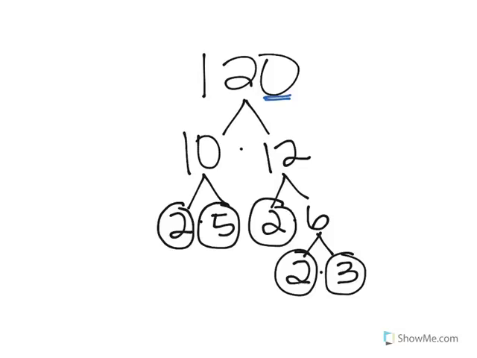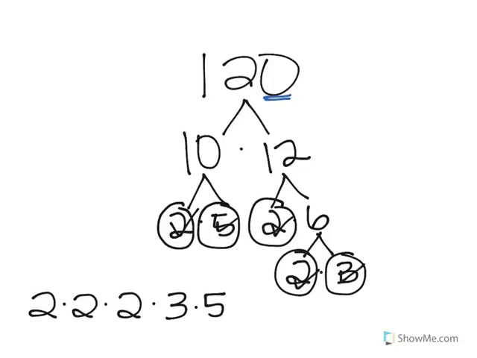So I can rewrite this. When we rewrite it, we want to go from smallest to biggest number. So I'm going to start with my 2's. 2 times 2 times 2. Then my 3. Then my 5. 2 times 2 times 2 times 3 times 5. Or we can shorten it even more. 2 to the 3rd power, because I have 3 2's, times 3 times 5.